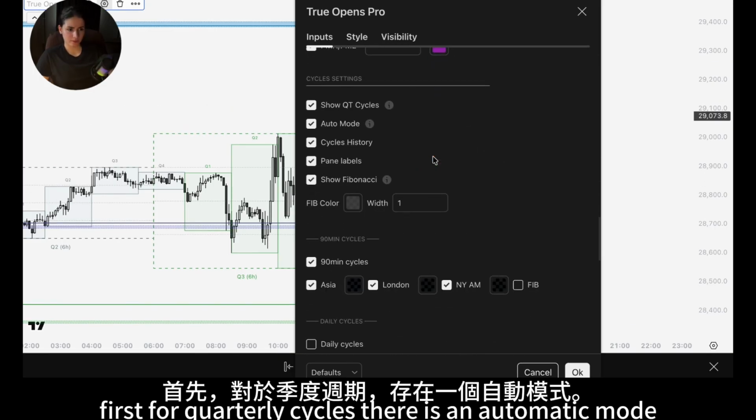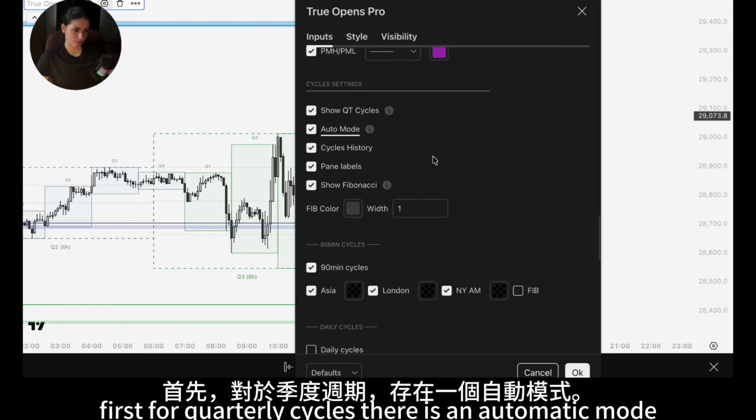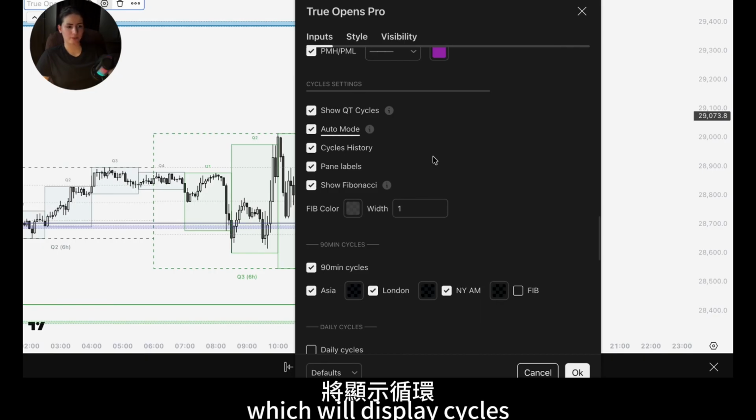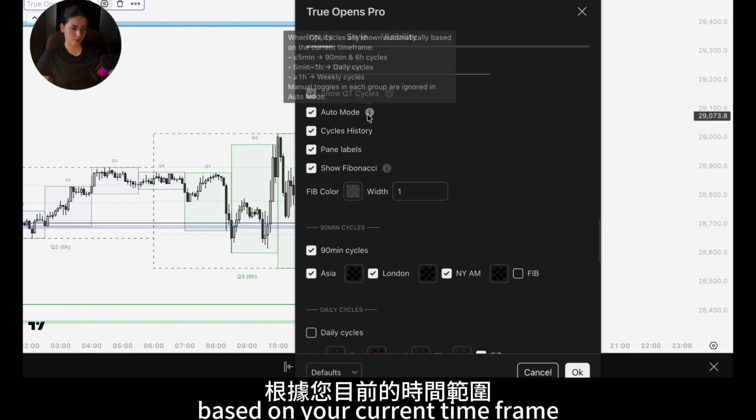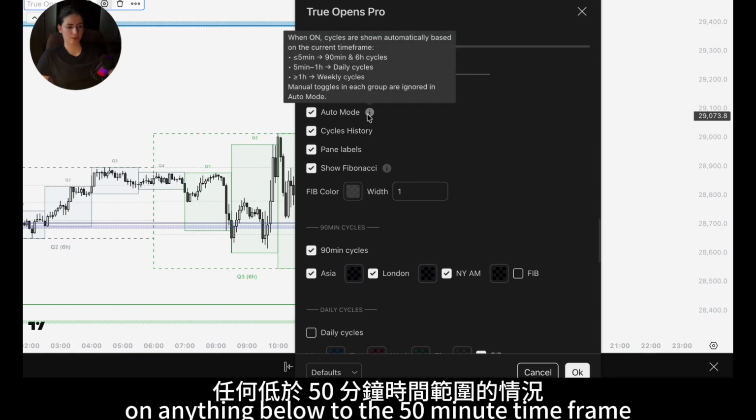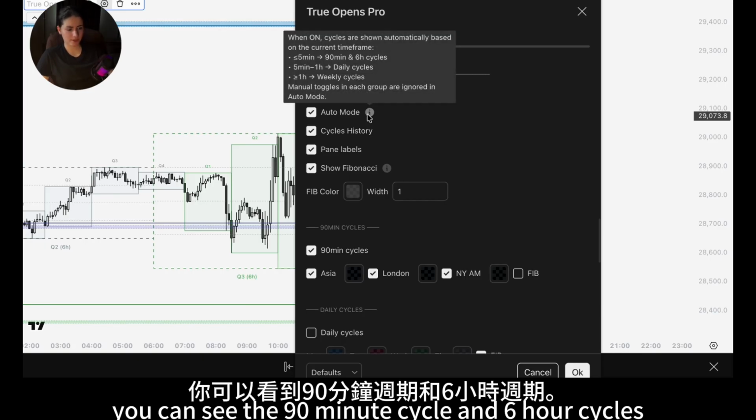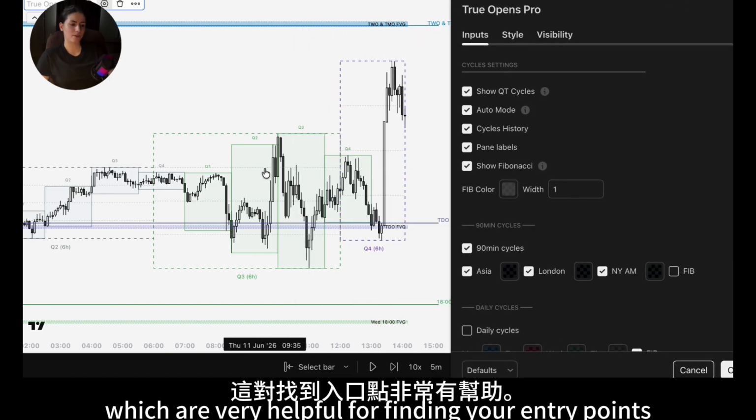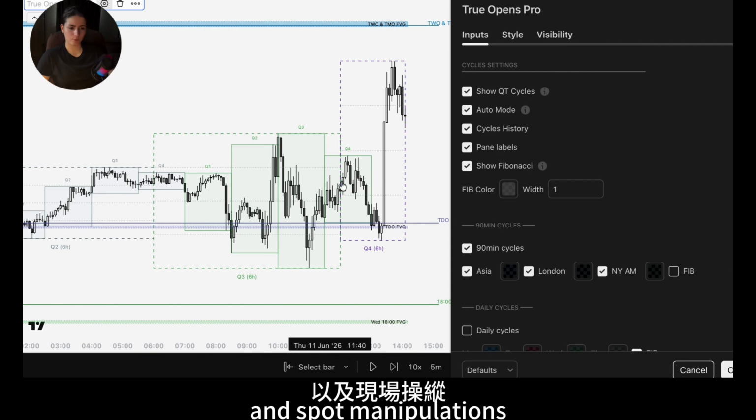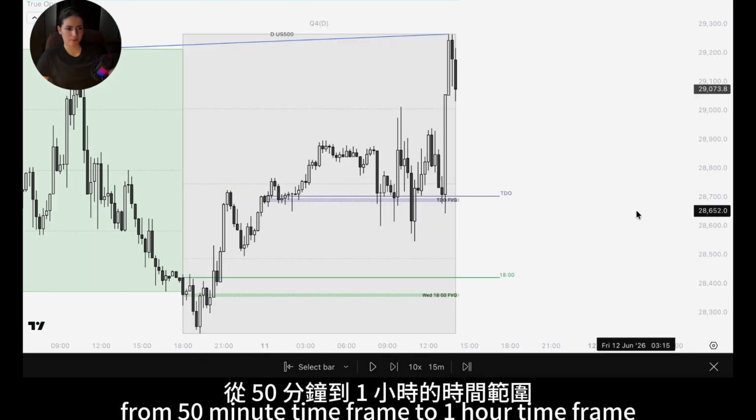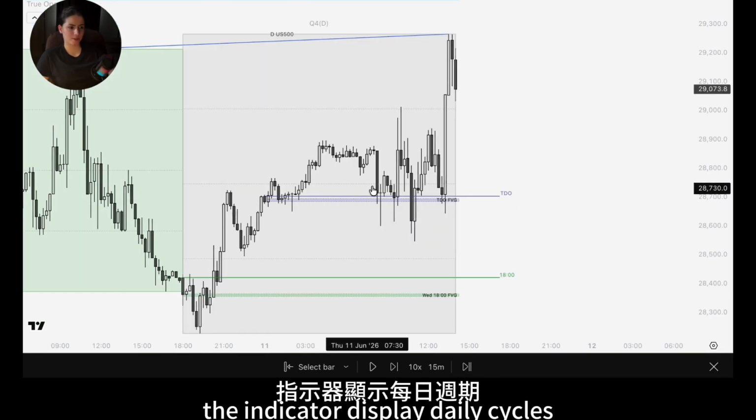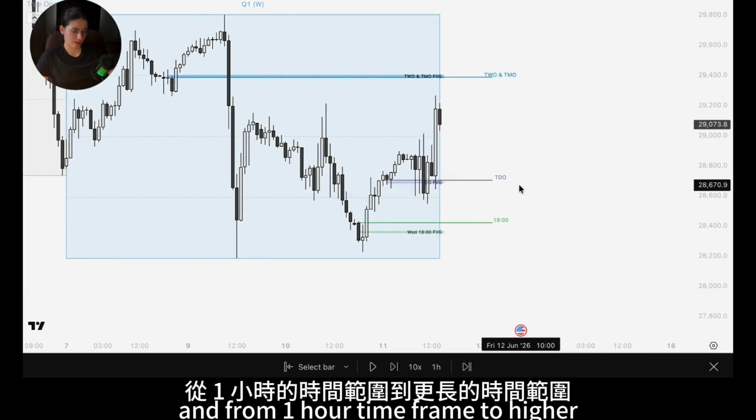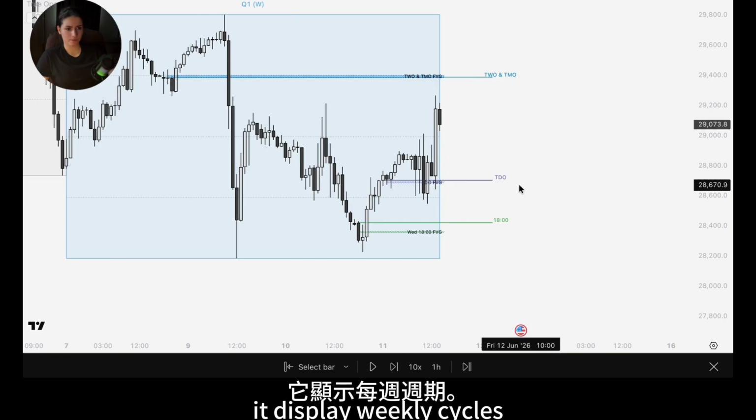First, for quarterly cycles there is an automatic mode, which will display cycles based on your current time frame. For instance, on anything below the 50-minute time frame, you can see the 90-minute cycle and 6-hour cycles, which are very helpful for finding your entry points and spotting manipulations. From the 50-minute time frame to the 1 hour time frame, the indicator displays daily cycles, and from the 1 hour time frame and higher, it displays weekly cycles.